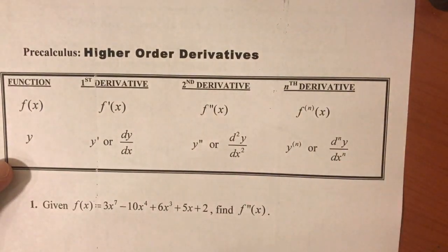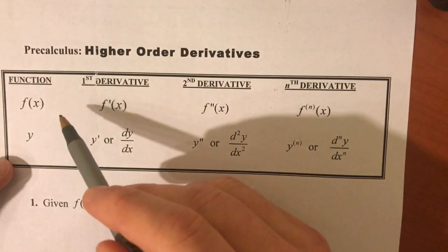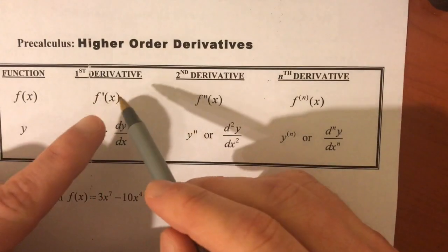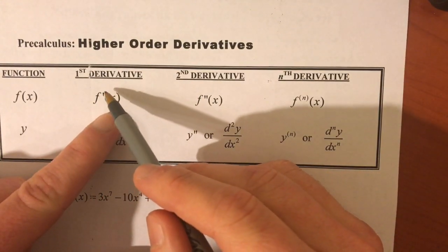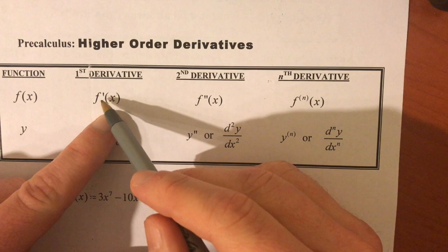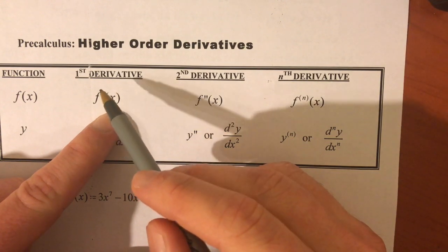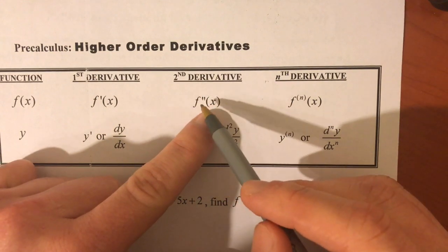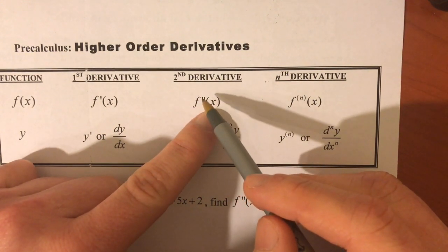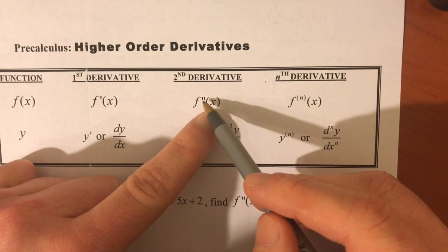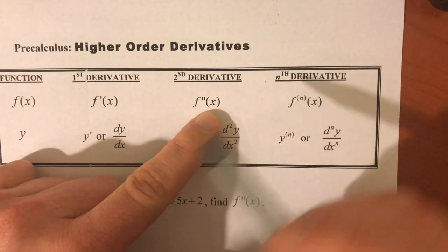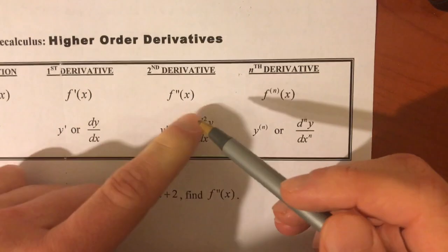Notation is very important in this class going forward in calculus. If a function is called f of x and we call the first derivative f prime of x, that indicates the derivative. If you take the derivative of that, you get the second derivative, which is denoted with f double prime, two apostrophes. So the second derivative, or f double prime.